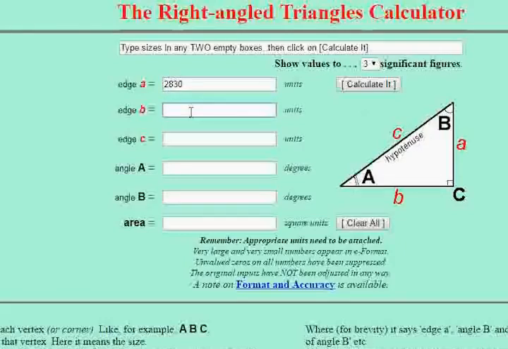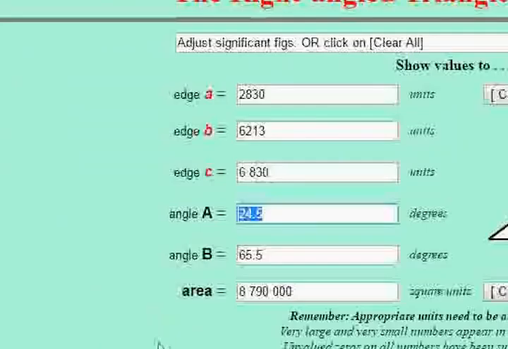So let's go back to our triangle calculator and plug in these numbers. We assume the sun will set at about 6,200 miles away, or 10,000 kilometers. Now we get 24.5 degrees for the sunset.